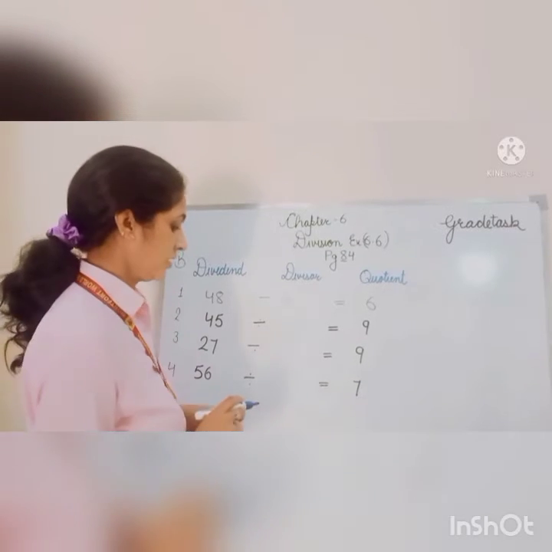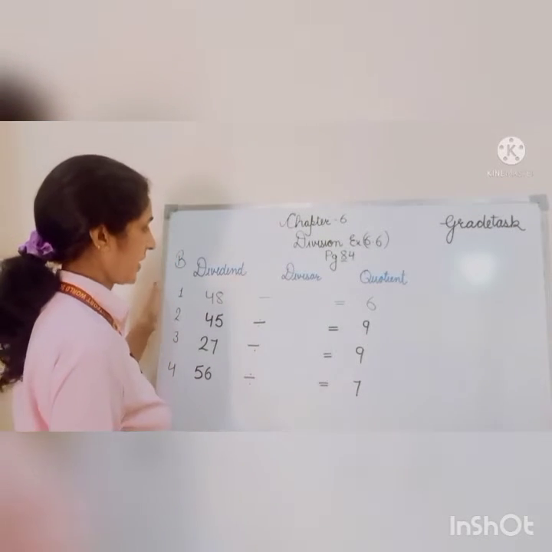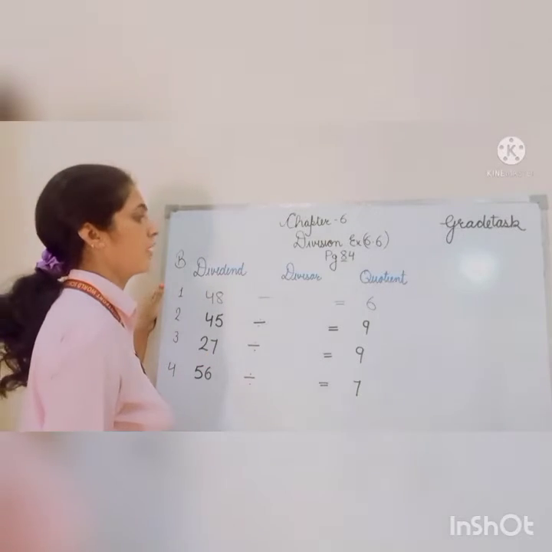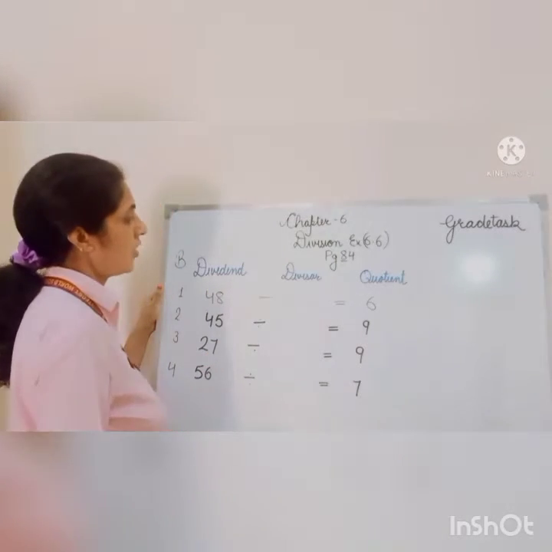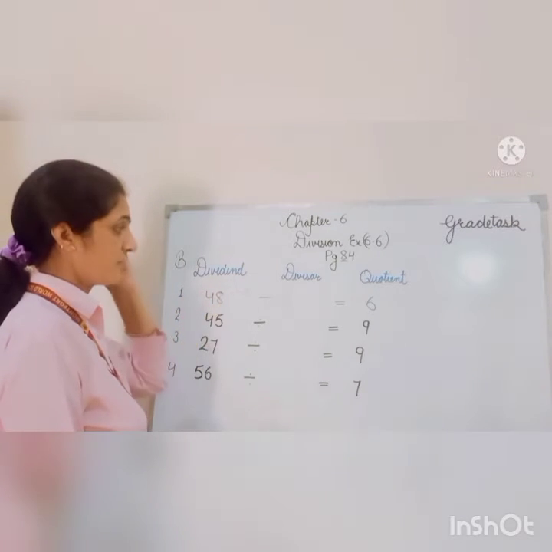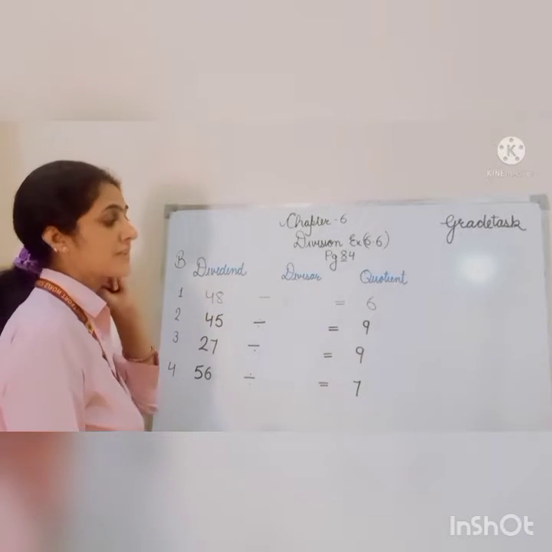Action. Now see B part, find the divisor. Dividend, divisor, quotient. Dividend is given to you, you have to find divisor. So how are we going to find the divisor? 48 divided by which number, so that you will get 6?